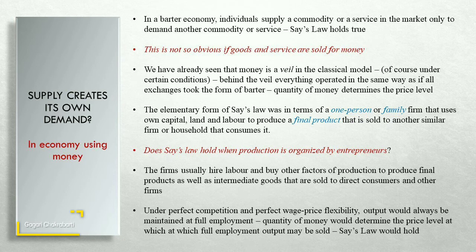Then what happens if the economy is using money? Now, this is not at all a problem in the classical model. We have already seen that money is a veil in the classical model, of course under certain conditions. Money affects only the nominal variables; real output and real employment will be affected by the real factors. Behind the veil, everything operates in the same way as if all exchanges took the form of barter.